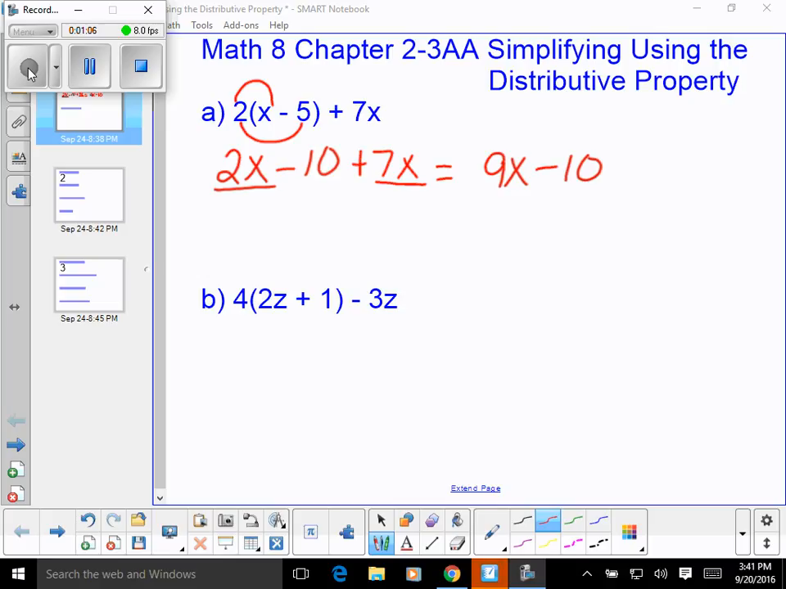In B, I will distribute 4 by multiplying 4 times 2z. That will be 8z. And then multiply 4 times 1. That's 4. And I have this minus 3z. Might not hurt to think of this as adding the opposite, so a negative 3. Now, 8 plus negative 3 is 5 times z, and I have plus 4.